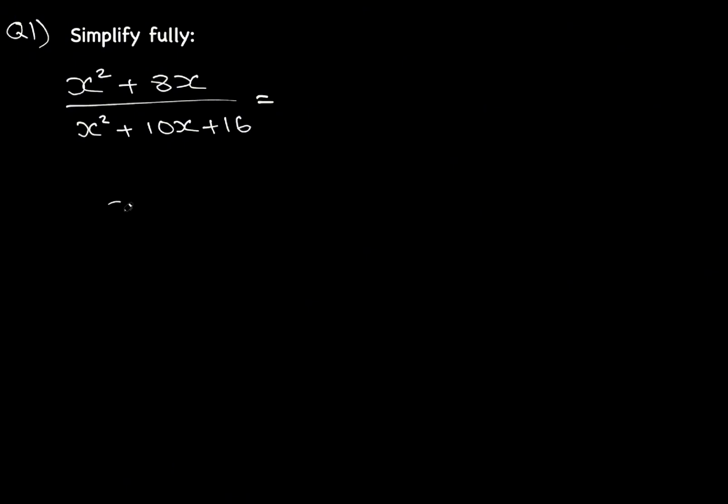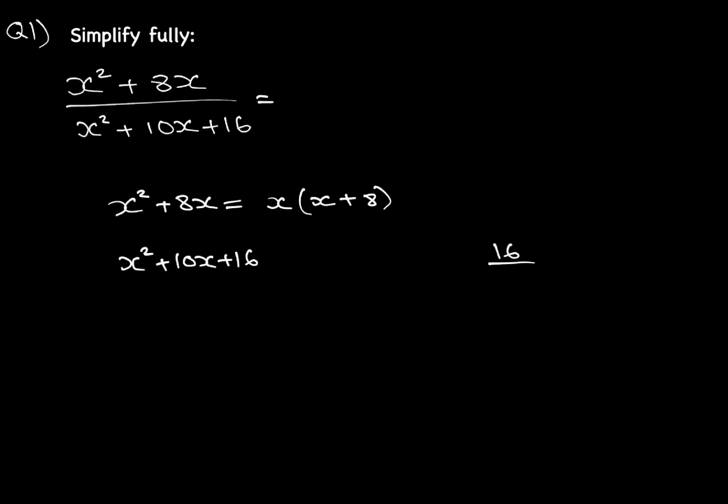So if you take the numerator, which is x squared plus 8x, if we factorize this out, we end up with x brackets x plus 8. And if we take x squared plus 10x plus 16, in order to factorize this quadratic, we're going to need to use the AC method. So we need two numbers that multiply to give us 16, but add to give us 10. So if we think of the factors of 16, we've got 8 and 2 should work. So this one is just simply going to be x plus 8 and x plus 2.